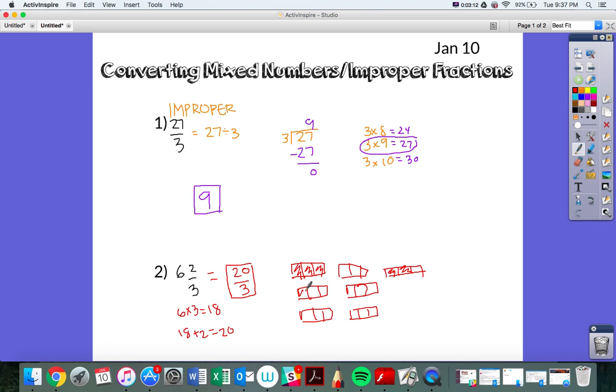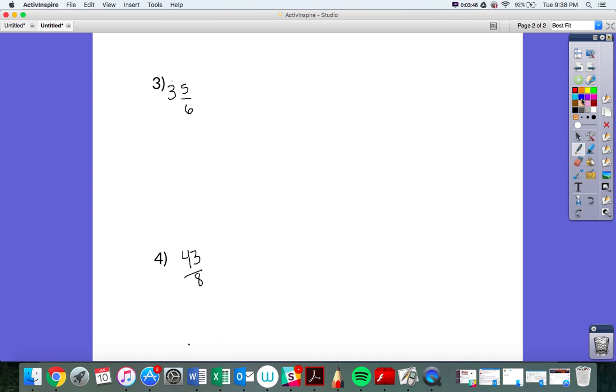This way I can see what it actually looks like. So I'm shading all of them in for my 6 wholes, and then I have 2 extra. So I have 3, 6, 9, 12, 15, 18, and then these 2 more is going to make 20 thirds. So that's where my number comes from. Let's look at a couple more examples on the next page.